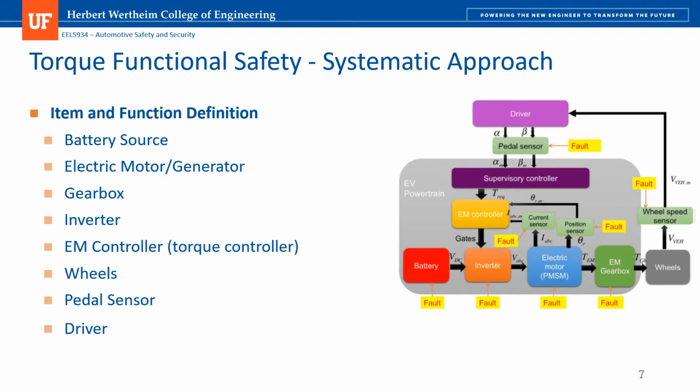So we'll go through the systematic approach, which was defined in earlier slides, and the first step was to define the components of the system. For this electric vehicle, we have a pretty simple interface here. We have a battery source, an electric motor and generator, a gearbox, an inverter, the EM controller, which is your torque control, the wheels, pedal sensors, and the driver as the input to the system.